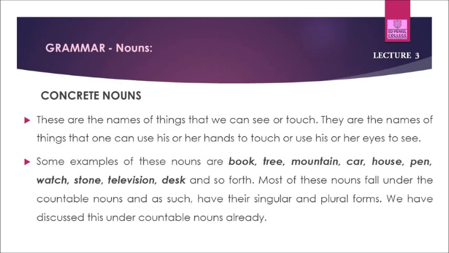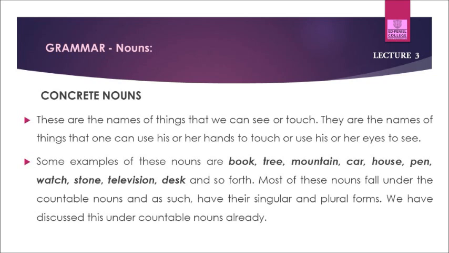Now I want to look at concrete nouns. Concrete nouns are the names of things that we can touch or we can see with our eyes. So the things that one can use a hand to touch or use the eye to see are what we call the concrete nouns. So most of the things in our offices, in our houses, in our shops are what we call concrete nouns. Those you can see with our eyes and then touch with our hands. So we have some examples to be book, tree, mountain, car, house, pen, watch, stone, television, desk, and so forth. So anything that we can see with our eyes or touch with our hands, we call it what? A concrete noun. Take note.